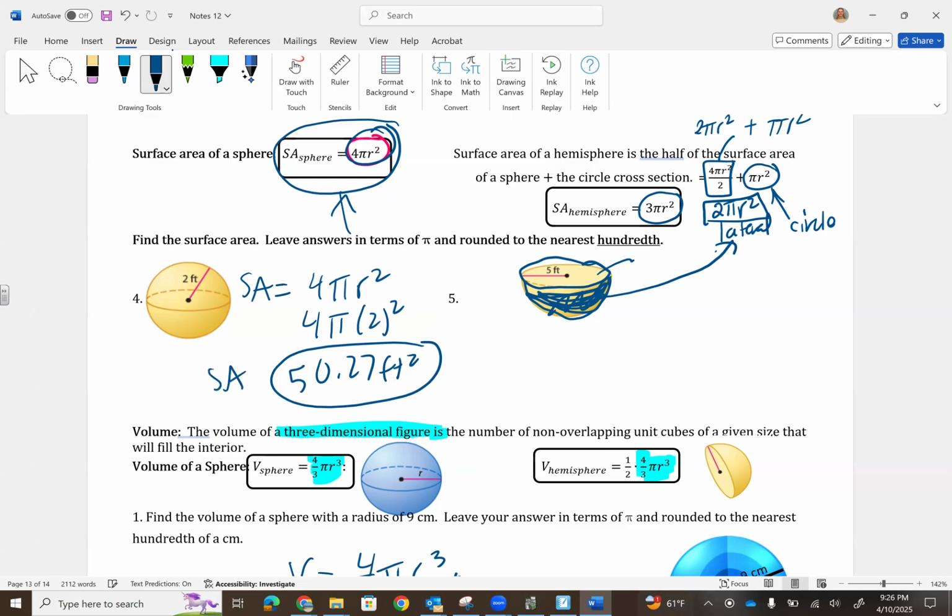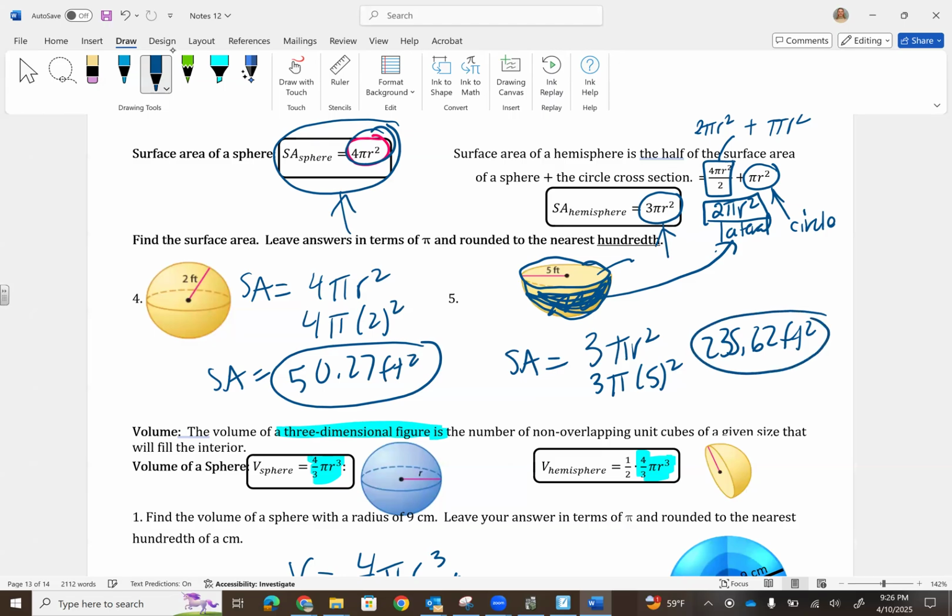That's the surface area of that figure. The surface area of this one looks like they want us to find the entire surface area. So we're going to do 3 pi r squared. It's right here. So 3 pi times 5 squared gives us 235.62 feet squared. Okay, so that's how you find surface area.